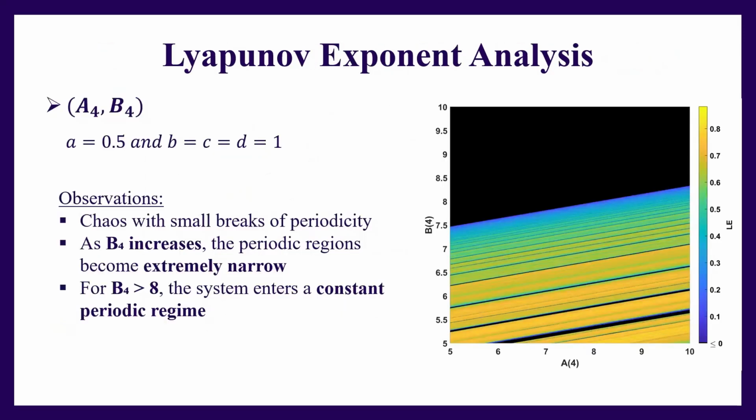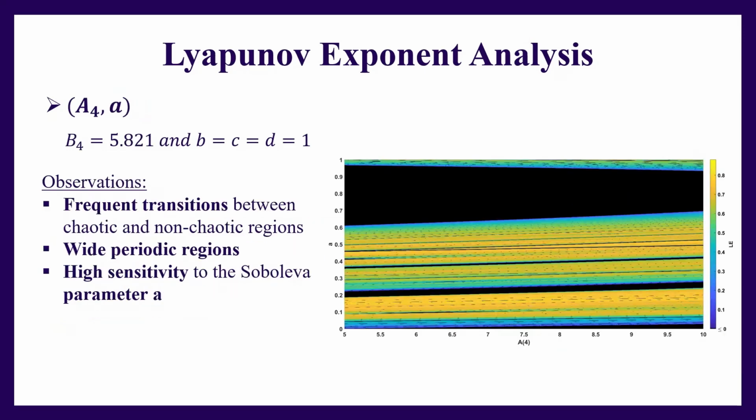Lastly, we looked at the Lyapunov exponents. It's a mathematical way to measure chaos. Positive Lyapunov values mean chaos, while 0 means periodic behavior. In this simulation, we can see that with Soboleva function, the system has dense transition between chaos and periodicity. The black areas indicates that we have periodicity, and with the colors, we have chaos.